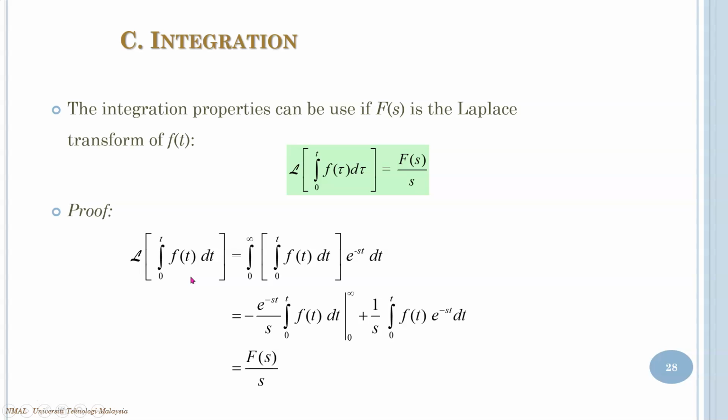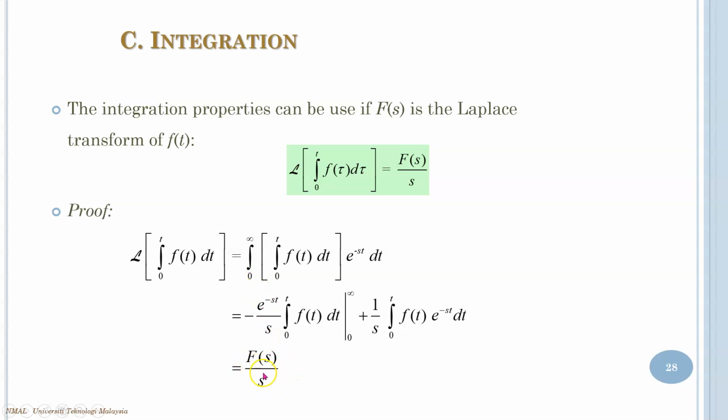And the next property is integration. The integration property can be used if F(s) is the Laplace transform of f(t). For example, if you want to perform the Laplace transform for the integration of this, you just need to find the Laplace transform of f(t) first, which is F(s), and divide by s. Again, this is the proof using integration of how you obtain the Laplace transform for the integration of f(t). There is a double integration here, two levels of integration. First, you integrate f(t), and then you perform the integration for the Laplace transform. So you will get F(s) over s.